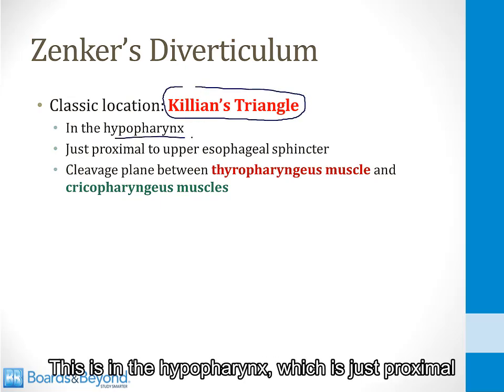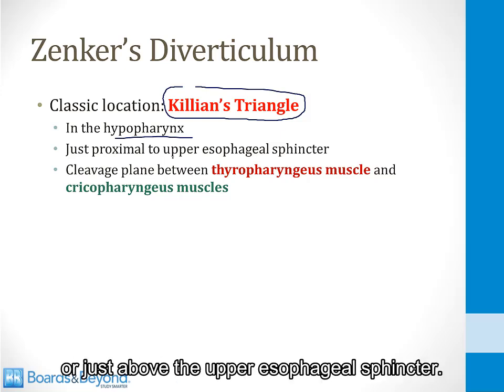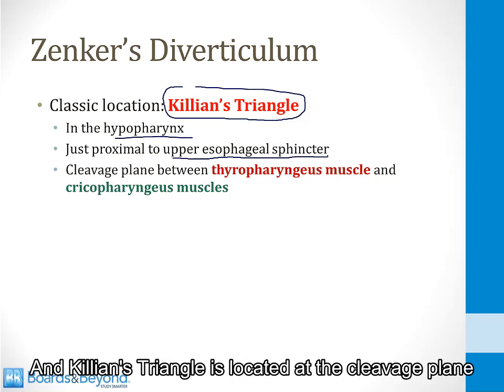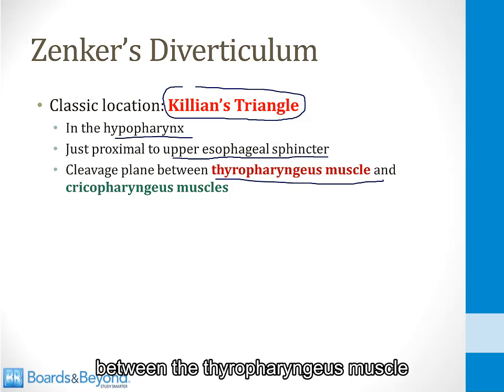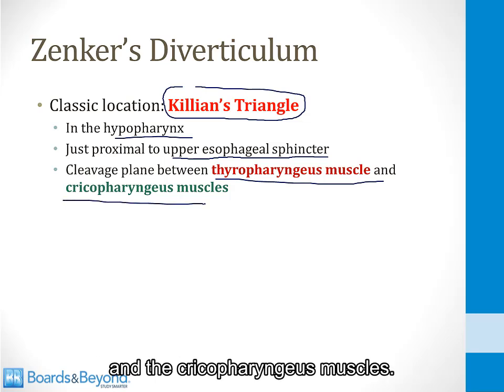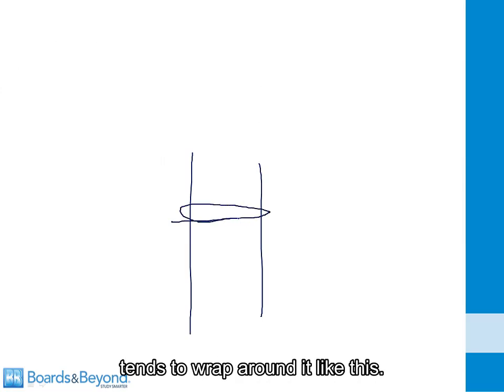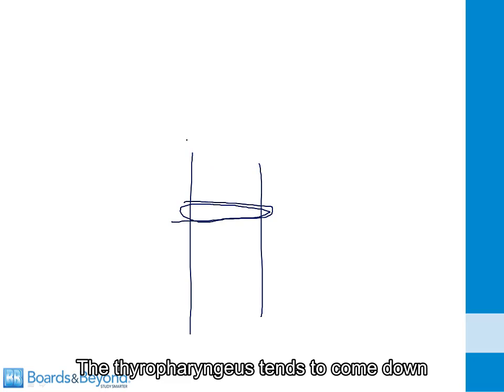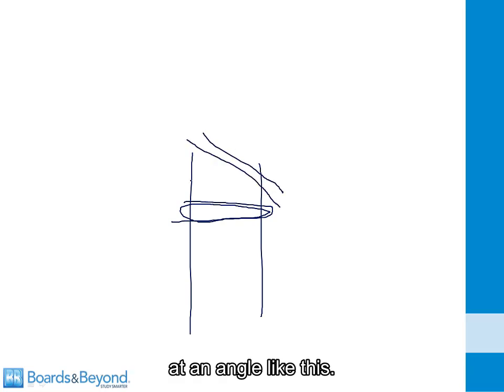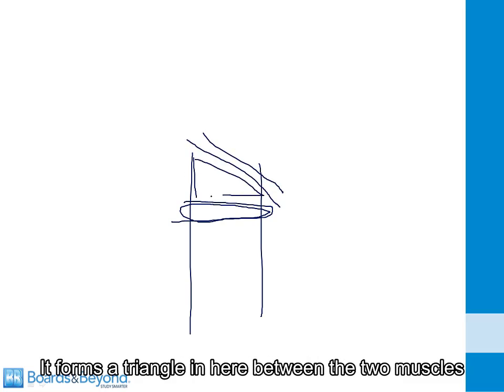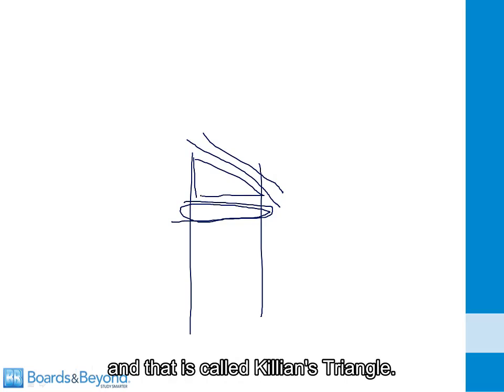The classic location for a Zenker's is a place called Killian's Triangle. This is in the hypopharynx, which is just proximal or just above the upper esophageal sphincter. Killian's Triangle is located at the cleavage plane between the thyropharyngeus muscle and the cricopharyngeus muscles. If this is the pharynx and the esophagus, the cricopharyngeus muscle tends to wrap around it like this. The thyropharyngeus tends to come down at an angle like this. It forms a triangle in here between the two muscles, and that is called Killian's Triangle.